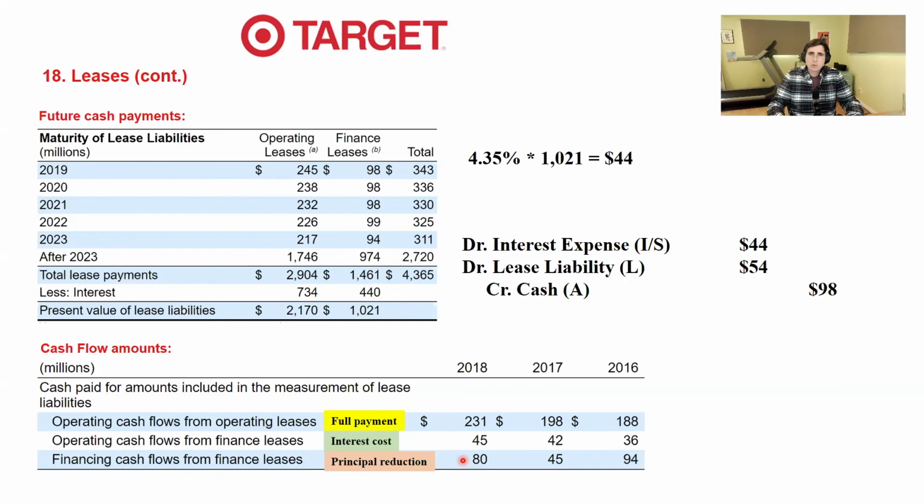Okay, that's it. I just wanted to go through this Target lease disclosure with you to show you how leases are disclosed on the financial statements in the post-2019 rules environment.